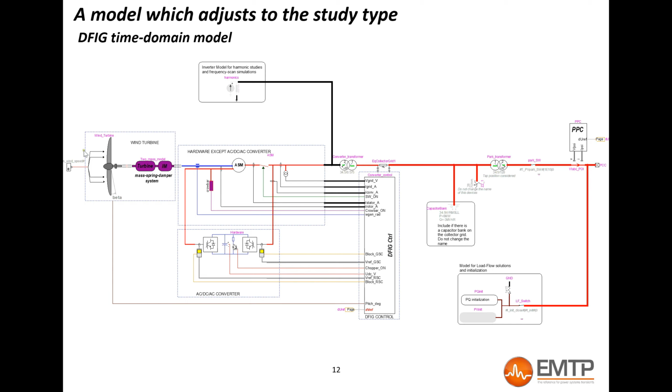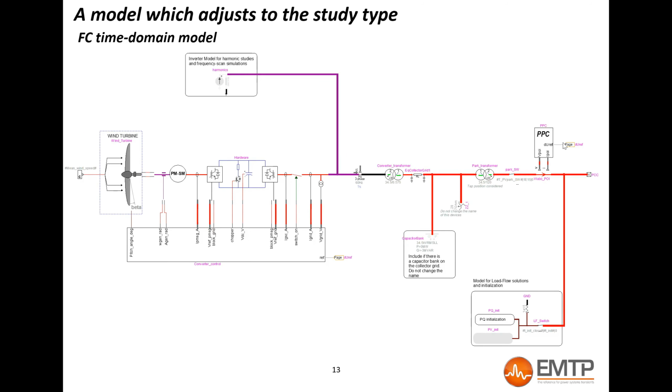The wind is an input of the model. The wind can be changed. You can simulate gust, can simulate no wind, and full wind. So all that can be adjusted during the simulation. Same thing for the reactive power control. This can be modified during the simulation.